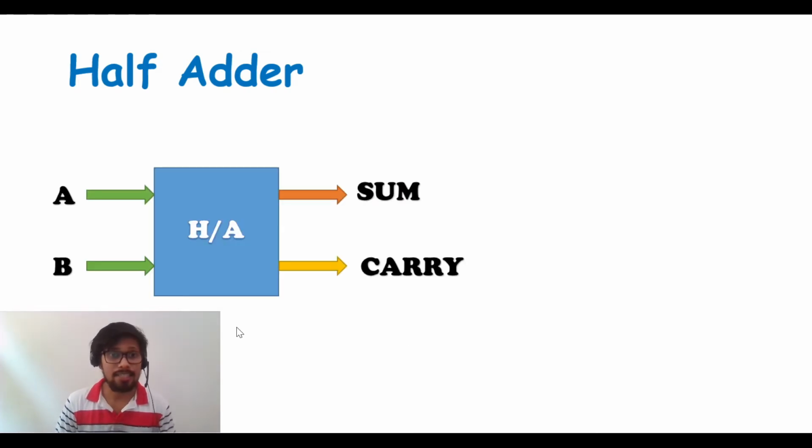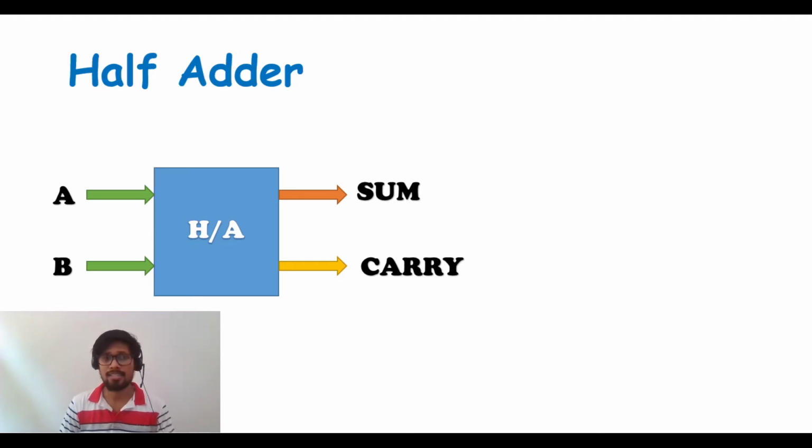Let's consider this as a half adder. I send two inputs to this, which I name A and B, and there are two outputs, sum and carry. This will add A and B together and give sum and carry.